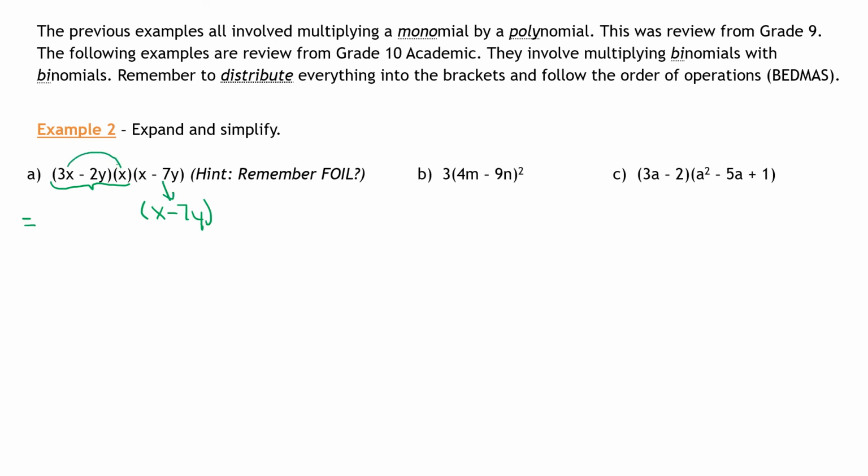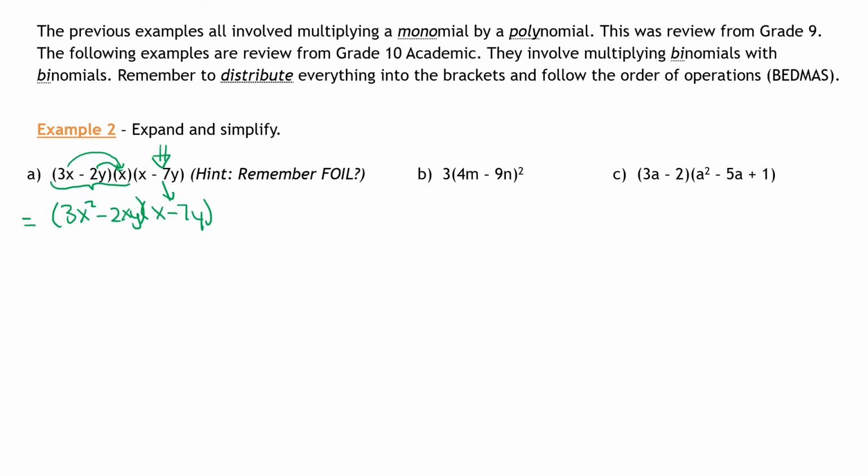So 3x, distribute 3x times x. That's 3x squared. And I'm putting a bracket at the front because I still have more to multiply it by. Remember, there's still more, so I need the bracket. And then negative 2y times x is negative 2xy. And the bracket. Now, these are both binomials here. They both have two terms in the brackets.